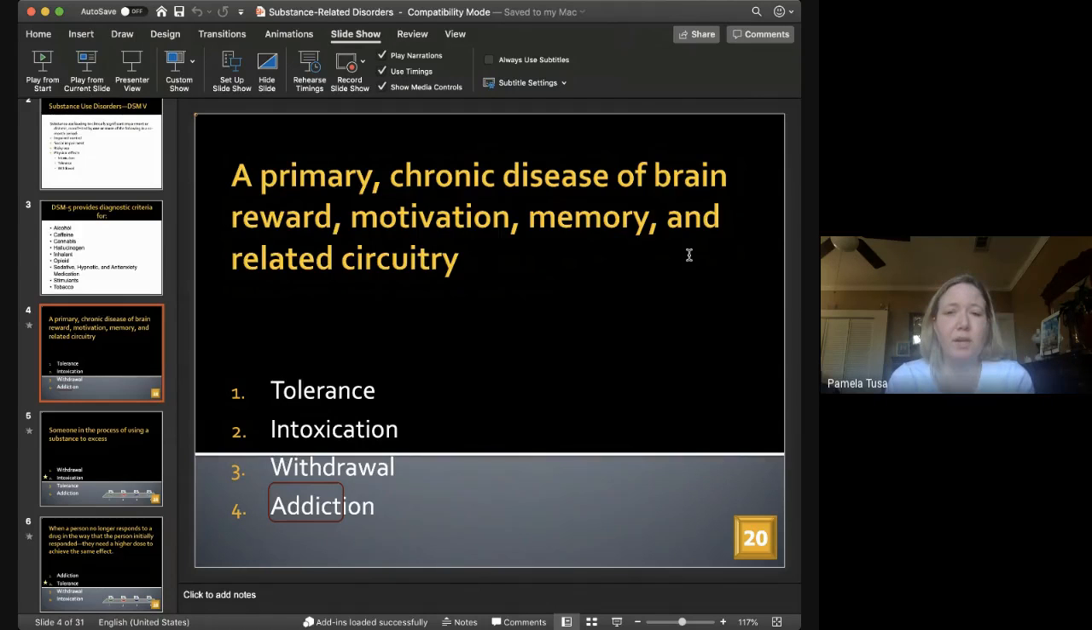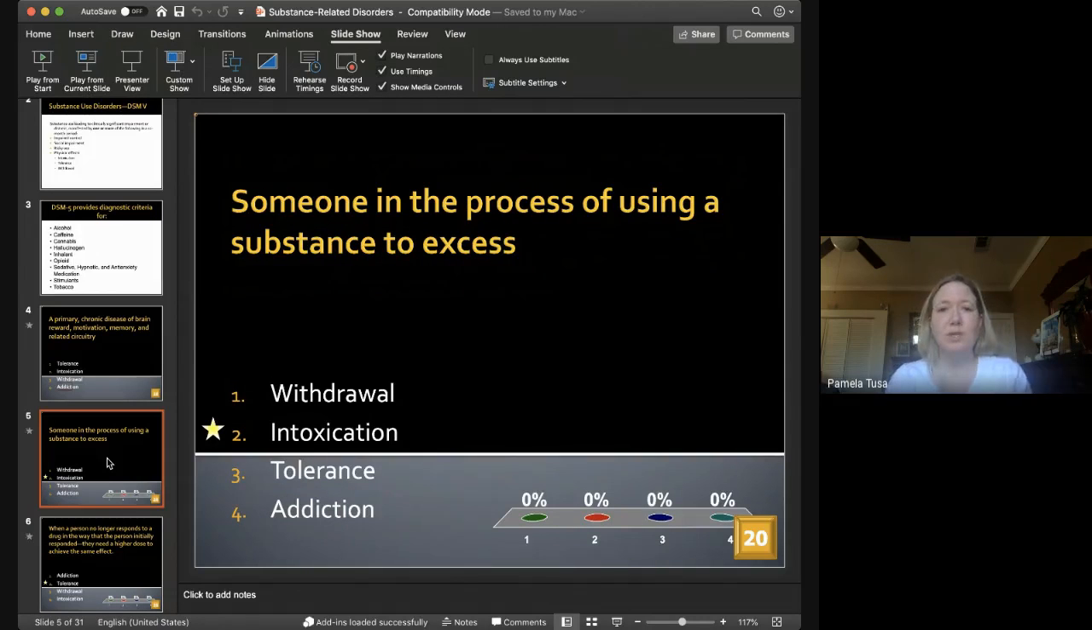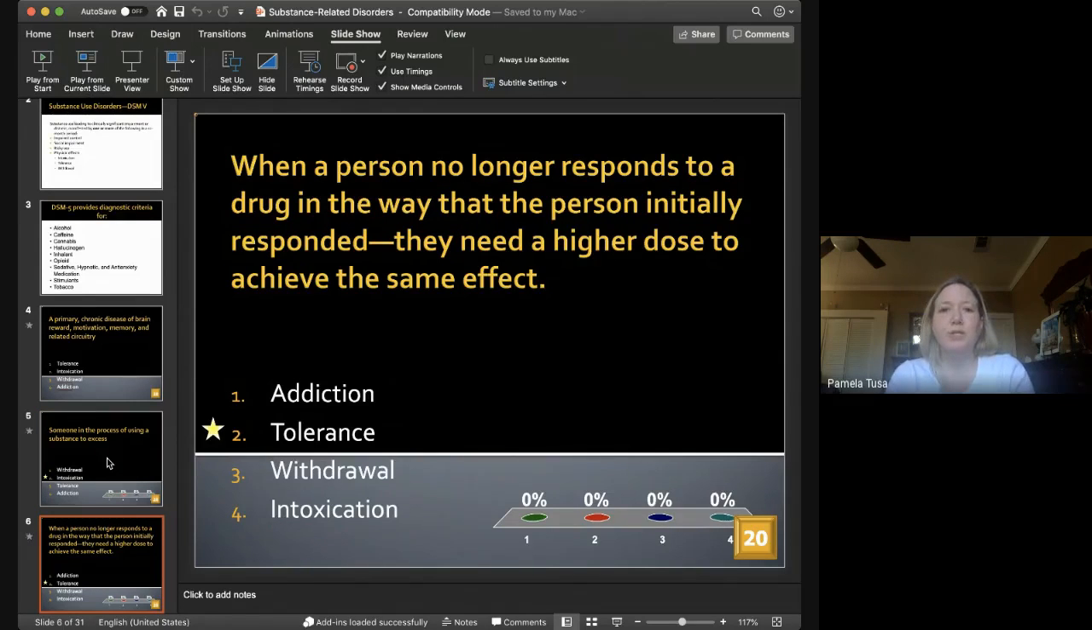We said a primary chronic disease of the brain, reward, motivation, memory, and related circuitry is addiction. Someone in the process of using a substance to excess is going to be intoxication. When a person no longer responds to a drug in the way they initially responded and they need a higher dose to achieve the same effect, this is tolerance, and this is a huge key when it comes to addiction, okay? Like I said, in the DSM, it does show they have to have intoxication, tolerance, and withdrawal.